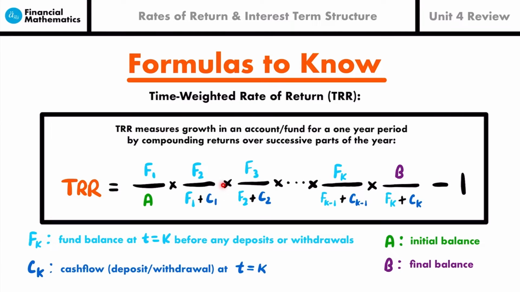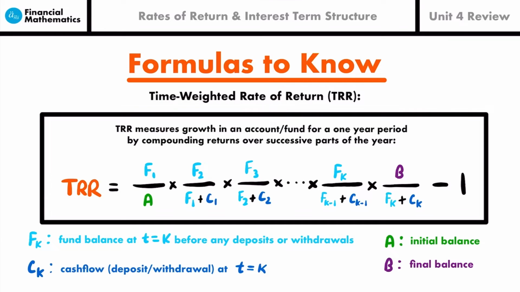But then you multiply by the next reported balance and divide by the previous reported balance plus or minus any cash flows at that time. And this pattern continues up until you get to your last reported balance, which I represent with F sub k, and you divide by the previous reported balance plus any cash flows at that time, and then you multiply by the final balance of the account and divide it by that previous reported balance, which was the last reported balance plus or minus any cash flows at that time. And then after you do that, you subtract 1.